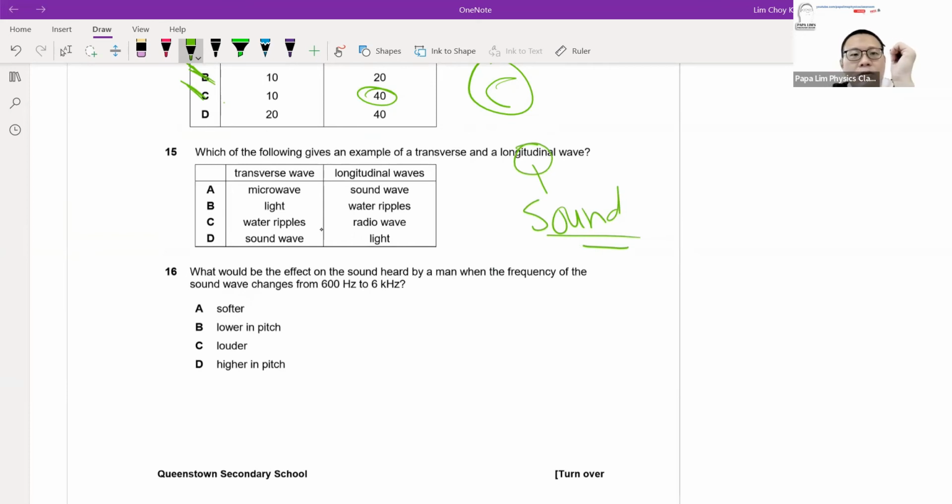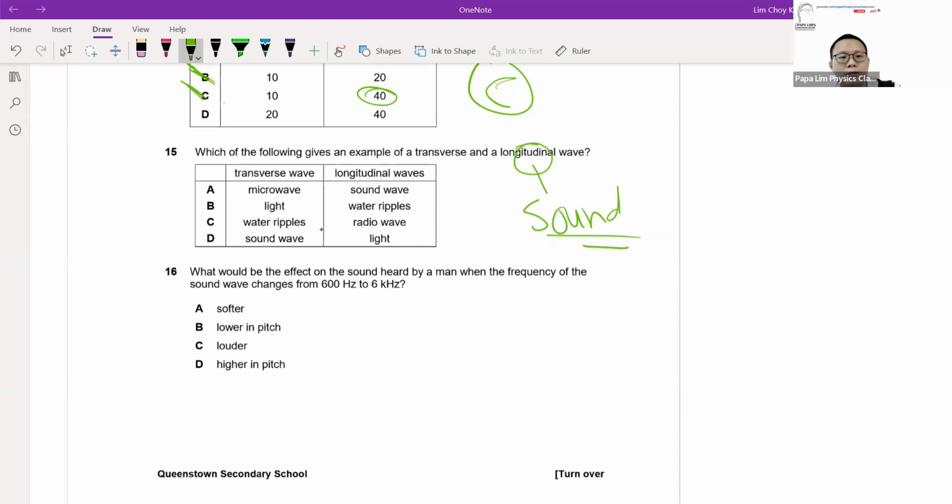With this, we are done with example 15. For example 15, one thing to take note of is the light wave. Sometimes we tend to get mixed up between light wave and radio wave, or we think radio wave is a sound wave. Sound waves tend to be longitudinal, but radio wave is not. Radio wave is part of the transverse EM spectrum.